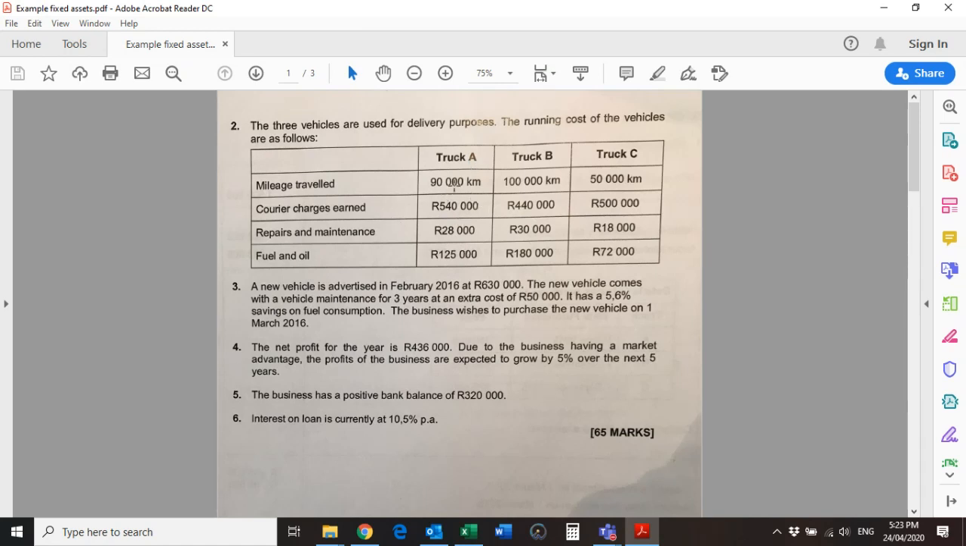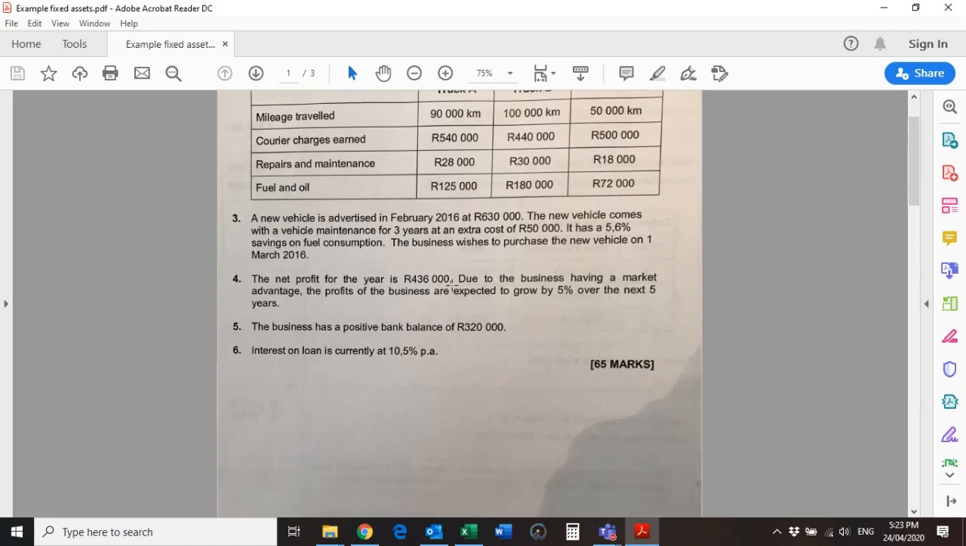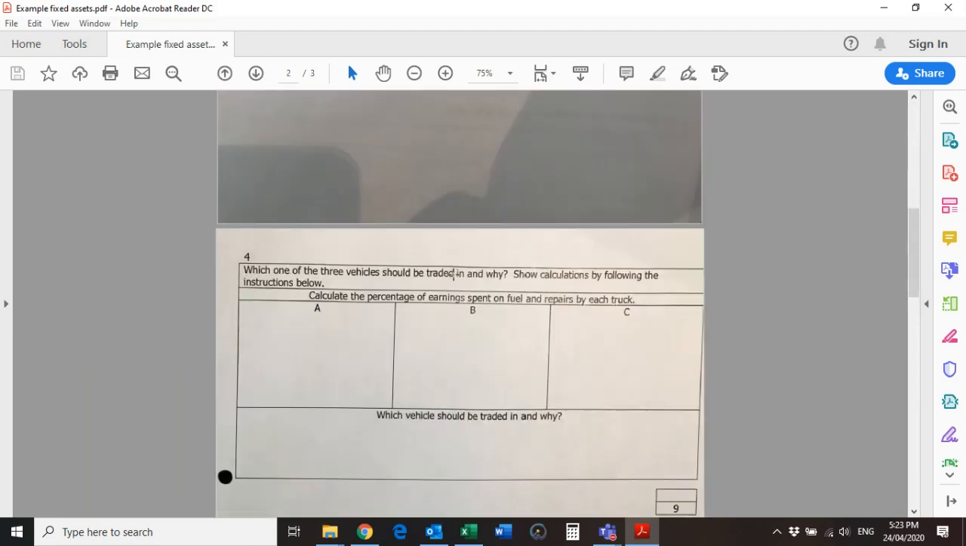This only comes into play if I give you, let's say, 5 rand 40, and then you have to times it by your kilometers. Then I would say courier charges earned per kilometer. If I give you a per kilometer amount, you then have to times it. But now you don't have to, because I'm giving you the full amount. So that's actually easy.